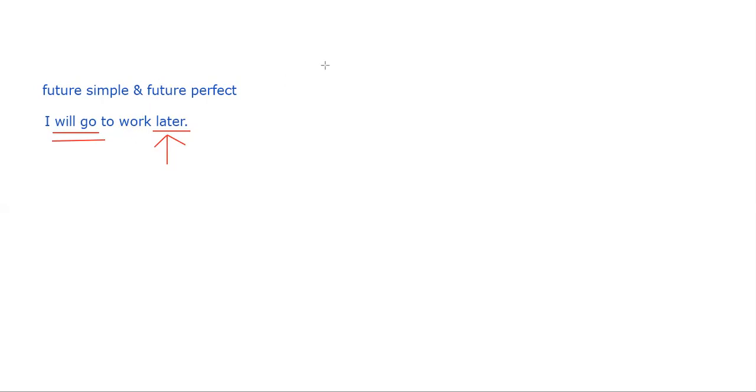That's the future simple. And the future simple implies that, on a timeline, it's just one action that takes place at a single point in time. That's the future simple. But the future perfect is like the past perfect and present perfect. Here, let me show you.